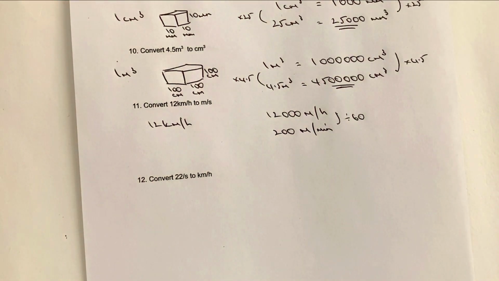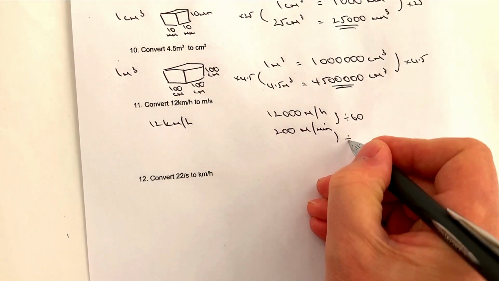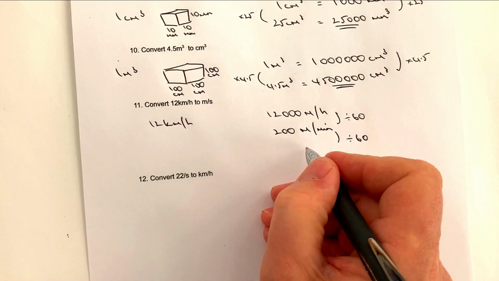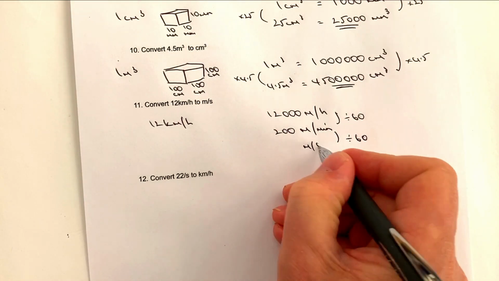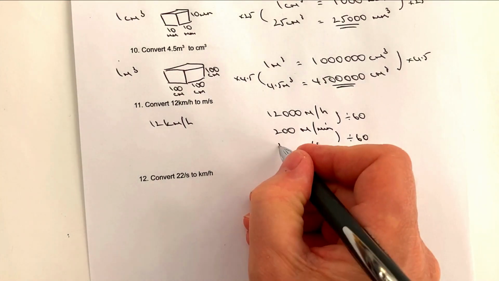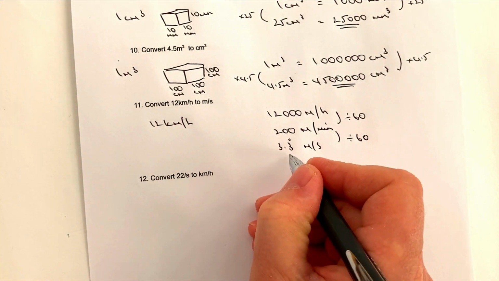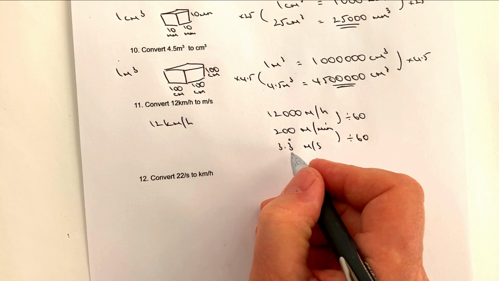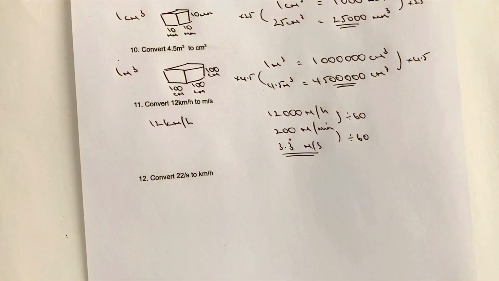Then because there's 60 seconds in a minute, if I divide that again by 60, at long last, that's going to give us meters per second. And 200 divided by 60, if you work that out either using a calculator or freehand, will give you 3.3 recurring meters per second. Hopefully that's okay for you. So again, we've got this very logical approach to some of these things.